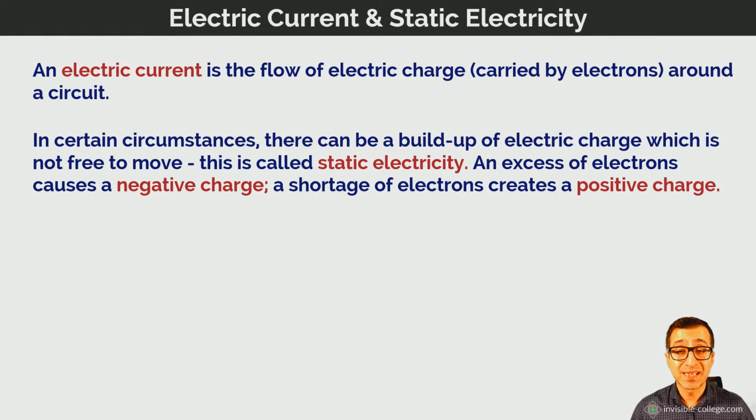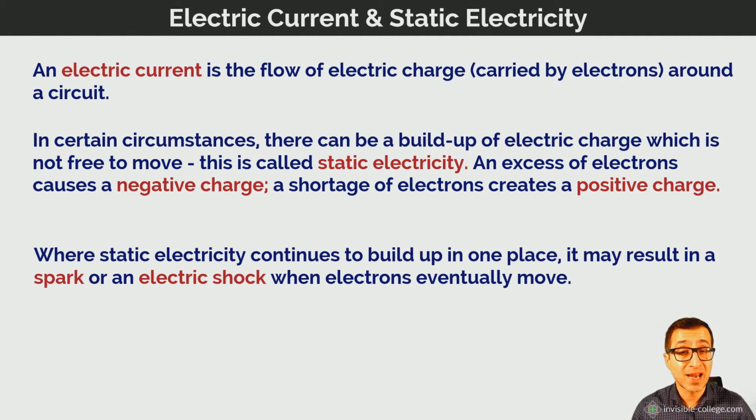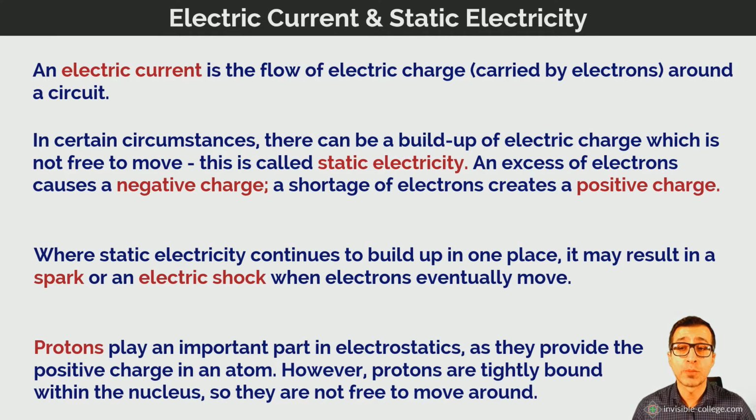Now, if static electricity continues to build up in one place, it can result eventually in a spark, or if somebody's touching that object, in an electric shock. This occurs because the electrons will move from one object to another to equalize that charge. Now protons obviously play an important role in this science of electrostatics, the study of static charge on objects, because they provide the positive charge within atoms. However, the protons are tightly bound inside the nuclei of atoms and are not able to move under ordinary circumstances. It's the electrons which are the particles able to move, and these are the ones which are responsible for electric sparks, discharges, and electric currents through things like metals.